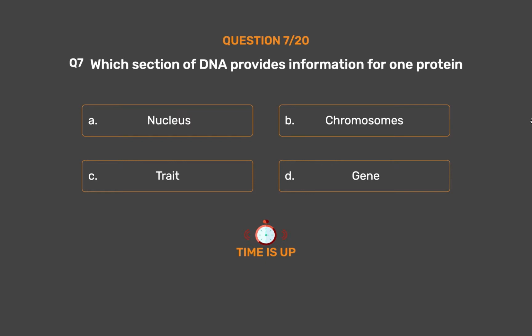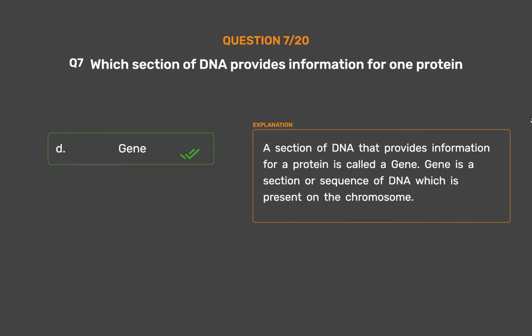The correct answer is Option D. Gene. A section of DNA that provides information for a protein is called a gene. Gene is a section or sequence of DNA which is present on the chromosome.